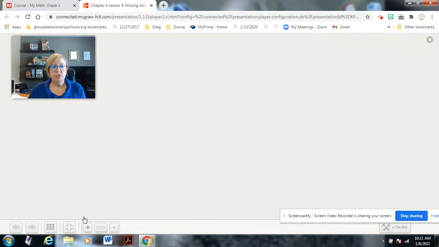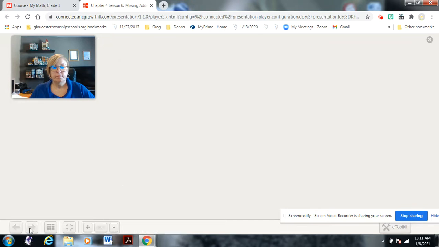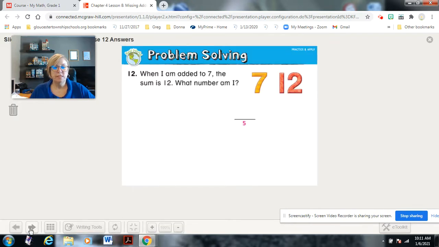And now we're going to do number 12. When I added 7, the sum is 12. What number am I? Okay, so I had 7 of something. I added to it and I got 12. What number? Pause and solve. That's right, the answer is 5. 12 minus 7 equals 5.